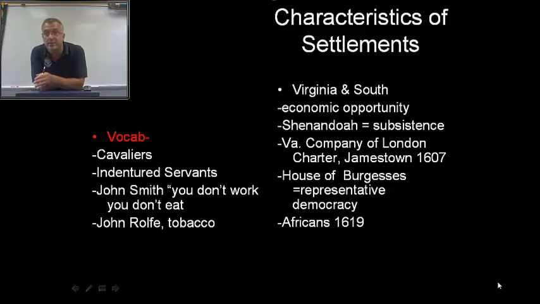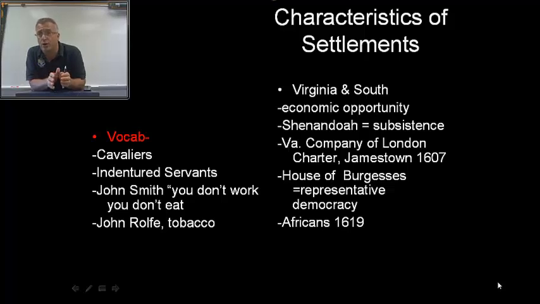Jamestown, like the rest of the South, the main motivator is going to be economic opportunity. Okay, people came to make money. It's established by a company, the Virginia Company of London. So the main motivator for the South, and Jamestown particularly, is economic opportunity. It's founded in 1607, again by the Virginia Company of London. So if I say on a test, who settled Jamestown or who founded Jamestown, you don't want to say John Smith or John Arnold. You want to say the Virginia Company of London founded Jamestown as a business venture.